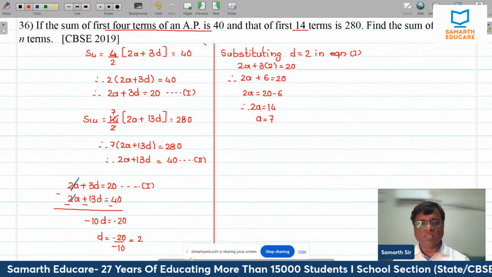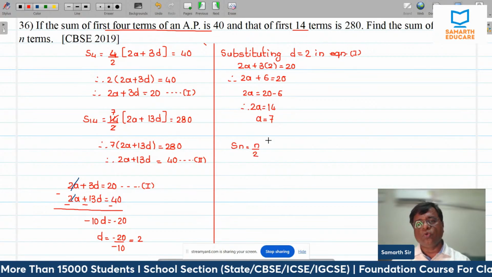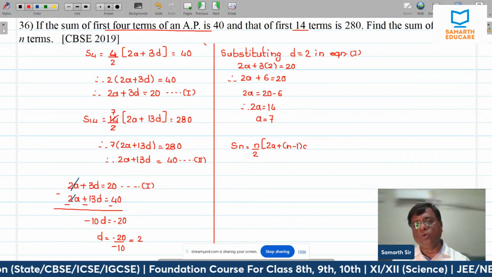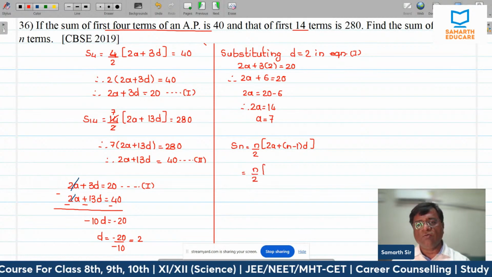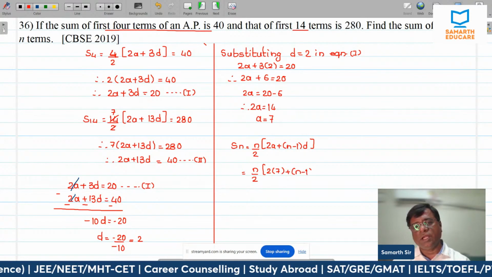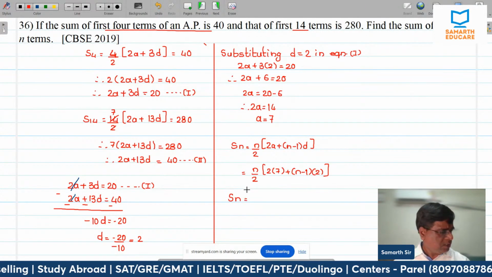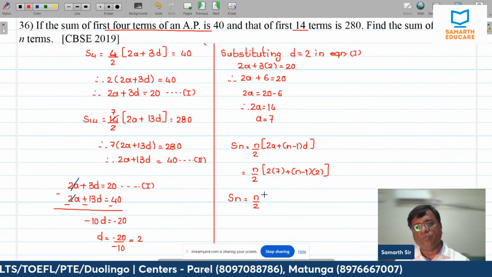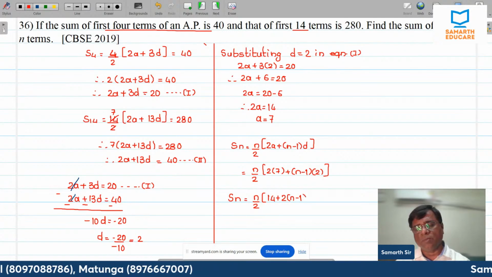The question is find the sum of his first n terms. That means we have to find the general formula of Sn, which is n upon 2 into 2a plus n minus 1 into d. What is the value of n? Value of a is 7 plus n minus 1 into d is 2. So this becomes Sn is equal to n upon 2, 14 plus 2 into n minus 1.